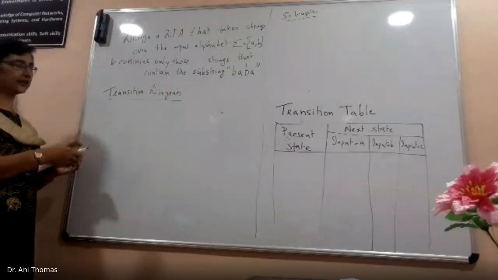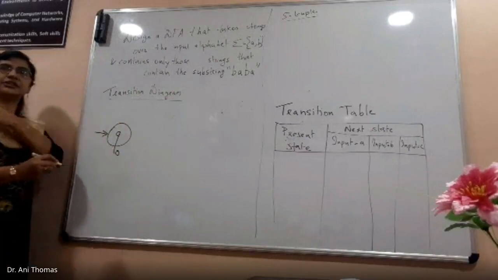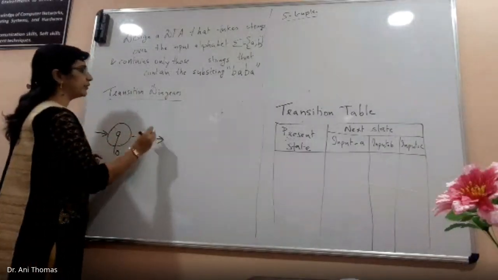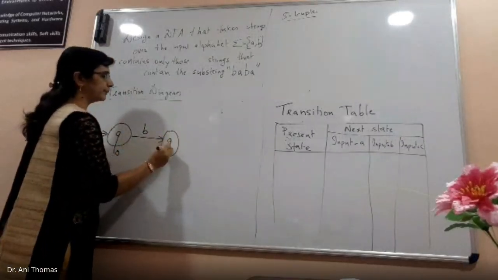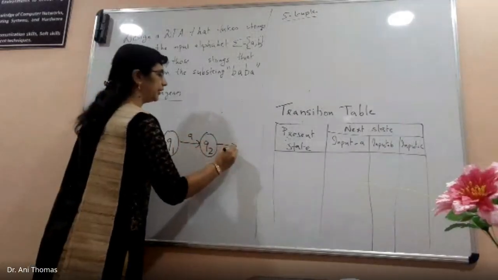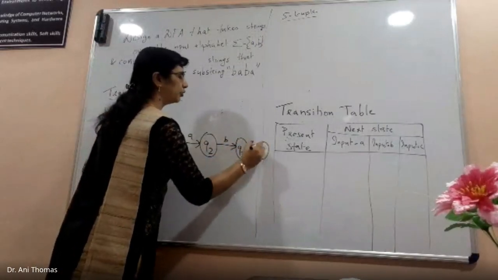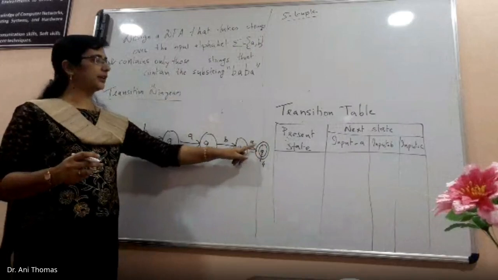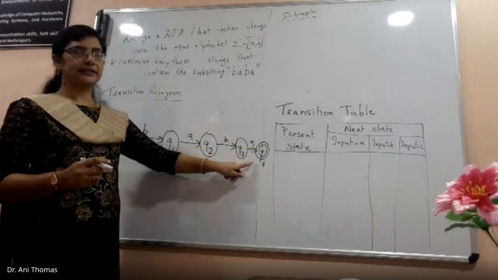So the transition diagram we will start making in the same manner. Q0 is the initial state, it starts with an arrow, which means it's an initial state. Then we will first put that string over here: B, Q1, A, Q2, B, Q3, A, Q4, and I've represented this Q4 with a double circle, which shows that it is the final state.